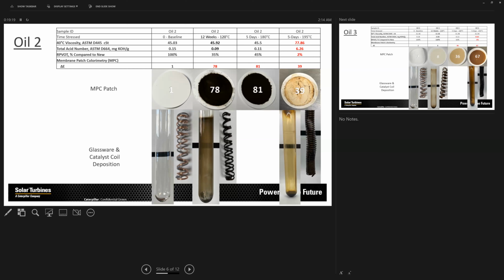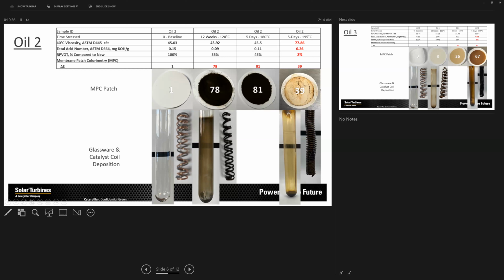In addition to that, while this is not very common in the field, I would say that I've seen this in a few cases where we see the MPC dropping unaccountably, so without an explanation. There was no treatment of this oil to explain a lower MPC.